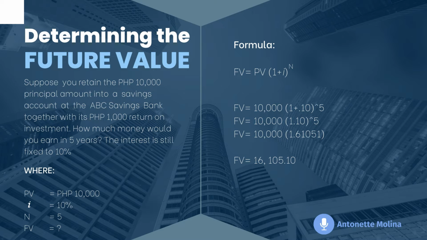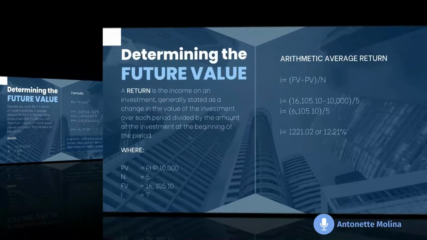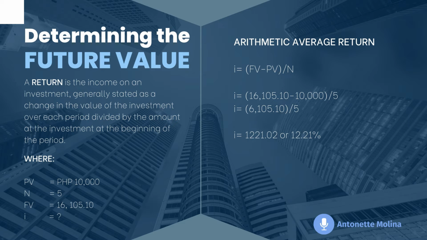We can express the change in the value of the savings balance as a growth rate. A growth rate is the rate at which a value appreciates, a positive growth, or depreciates, a negative growth, over time. Our 10,000 pesos grew at a rate of 10% per year over the 5 year period to 16,105.10. We could also express the appreciation in our savings balance in terms of a return. A return is the income on an investment, generally stated as a change in the value of the investment over each period divided by the amount of the investment at the beginning of the period.